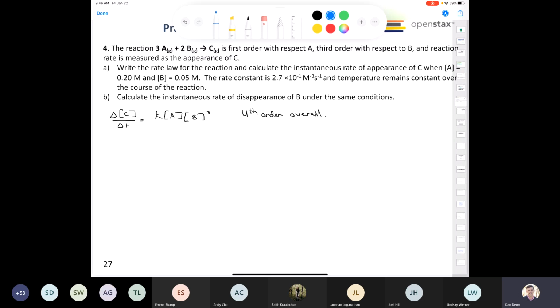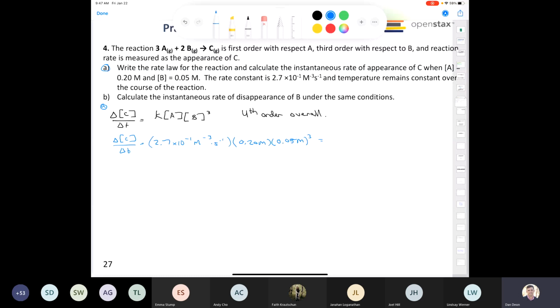Okay, well, let's take a look at A. It says, write the rate law. Well, we kind of already did that, didn't we? And calculate the instantaneous rate of appearance of C when A is equal to 0.2 molar and B is equal to 0.05 molar. And it gives us the rate constant. So again, this is just a matter of plugging the numbers in. So I'm going to do this one kind of quickly. The change in concentration of C over time is going to be equal to 2.7 times 10 to the minus 1 molar to the minus 3 times seconds to the minus 1 times the concentration of A, which is 0.20 molar, times the concentration of B, which is 0.05 molar cubed.